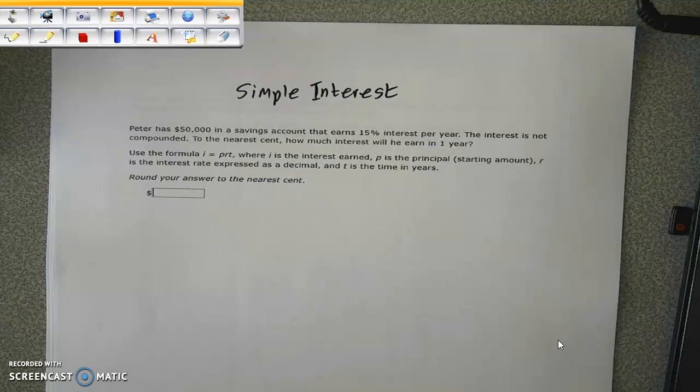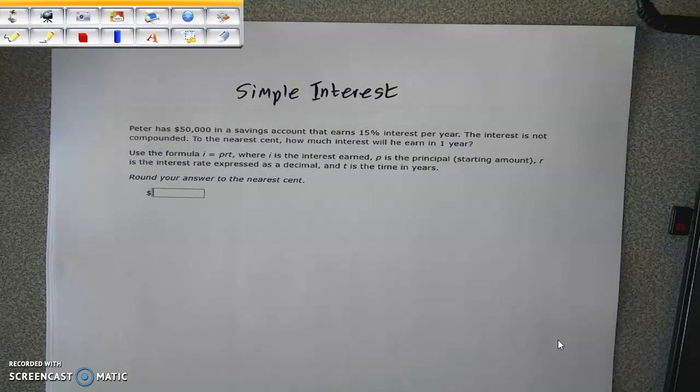Today's topic is simple interest, which is related to our work on percents that we've been doing recently. So simple interest is about earning interest in a bank account. When you deposit some money into a bank account and you leave it there for a good long period of time, the bank will pay you extra money for the fact that you left your money in their bank. And that is called interest. So your money earns interest.